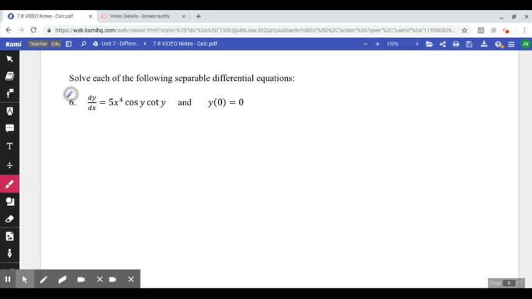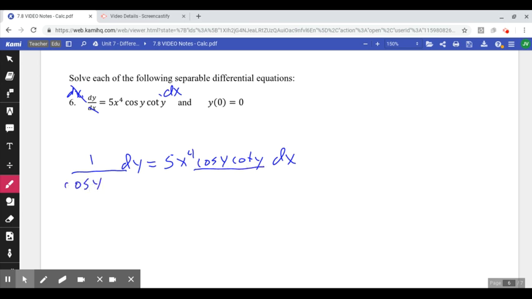The very first thing to do here is to separate our variables. So we're going to multiply each side by dx, and the dx's here will cancel. We'll be left with dy is equal to 5x to the fourth cosine y cotangent of y dx. And then we're going to divide each side by cosine y cotangent y. We want to get those y's over to the other side. And that's the first step, is to separate your variables.